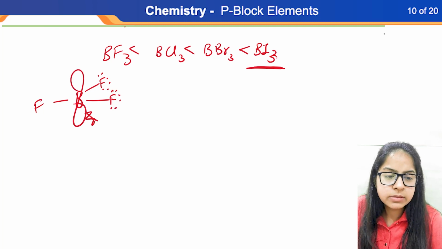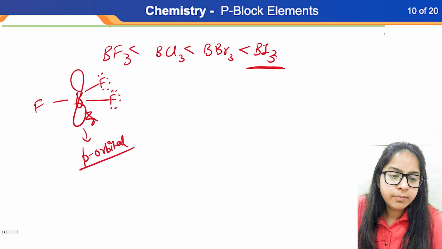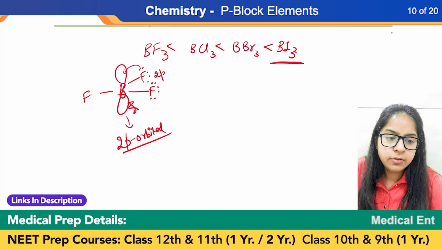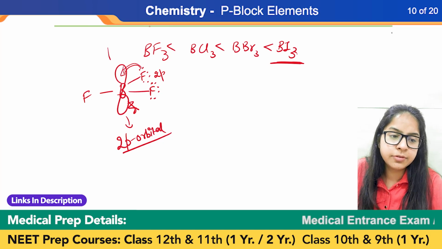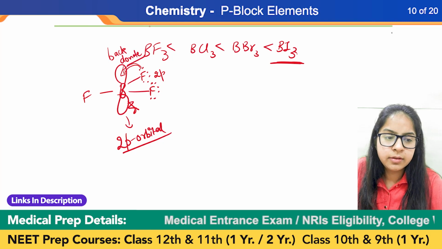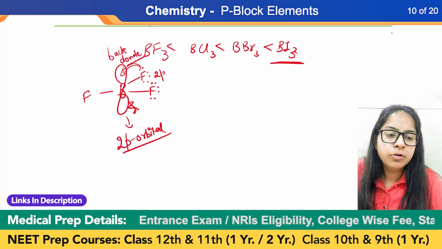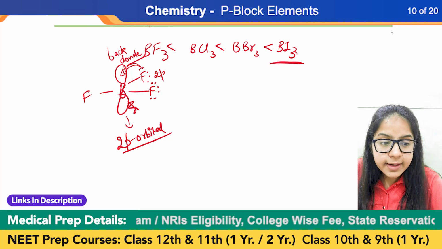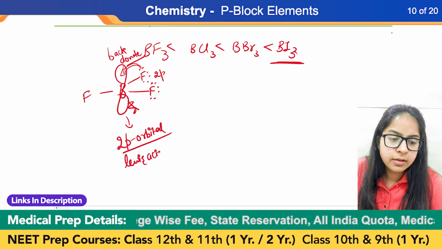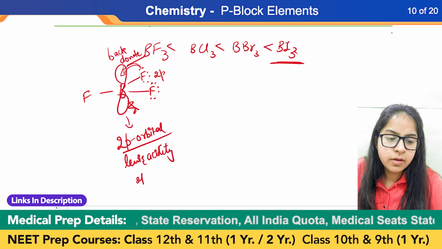Because boron has a p orbital. Boron has a 2p orbital in it, and here it is also a 2p orbital. So it is going to back donate the electrons from itself to the boron p orbital. So it is decreasing the Lewis acidity of boron.